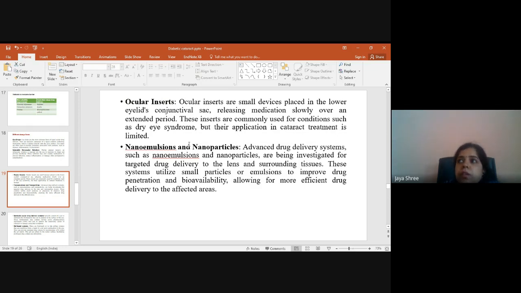Nano emulsion drug delivery systems are there. Advanced drug delivery systems such as nano emulsions and nanoparticles are being investigated for targeted drug delivery directly to the lens and the surrounding tissue. These systems utilize very small particles or emulsions to improve drug penetration and bioavailability, allowing for more efficient drug delivery to the affected areas.